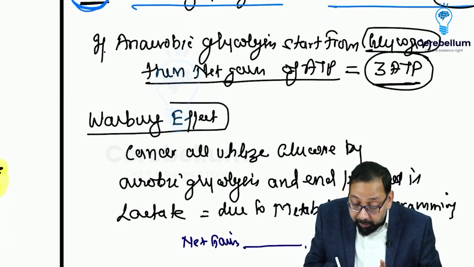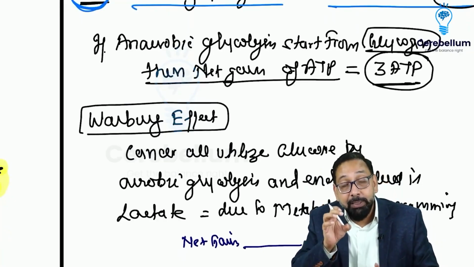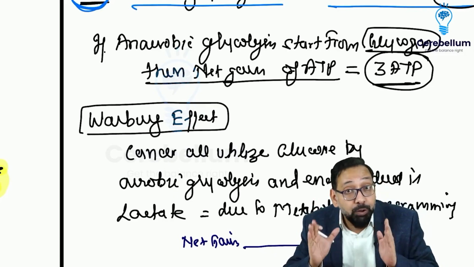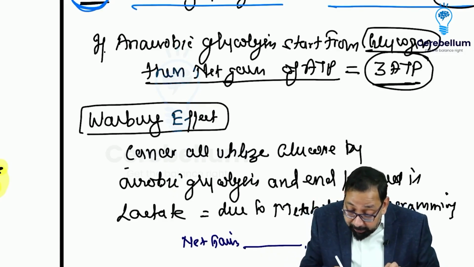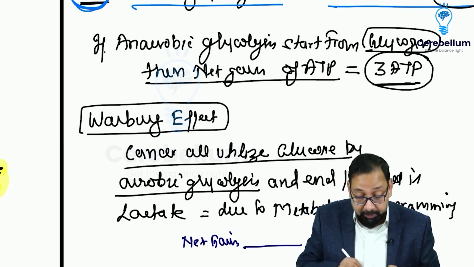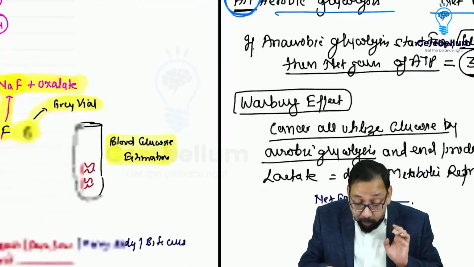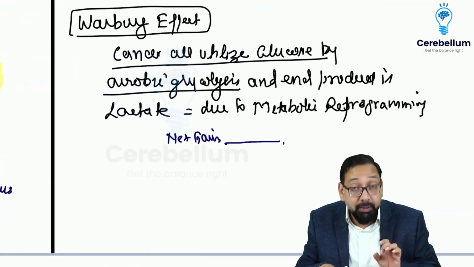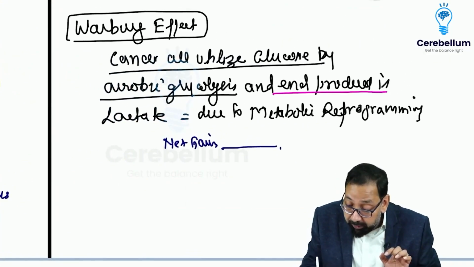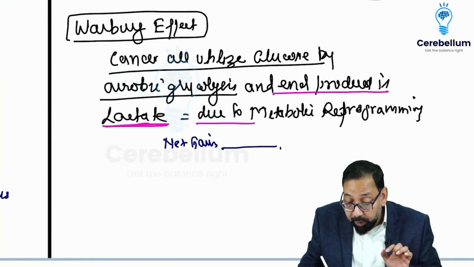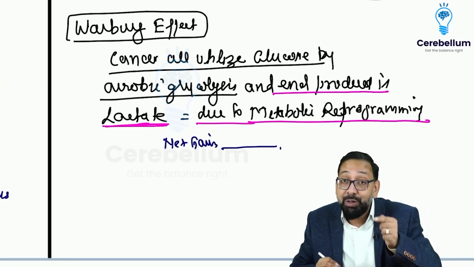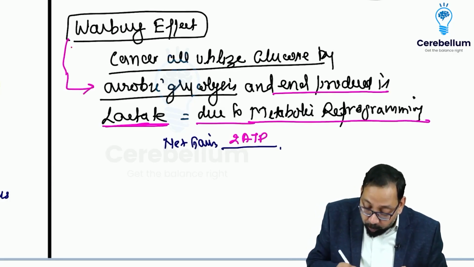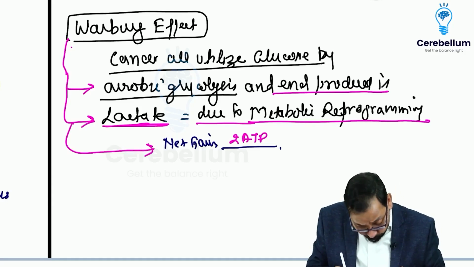Warburg effect. In cancer cells, we found that cancer cells utilize a large amount of glucose in the presence of oxygen. So we can say that cancer cells utilize glucose by aerobic glycolysis. Normally the aerobic glycolysis end product is pyruvate, but in cancer cells, in this aerobic glycolysis, the end product is lactate due to metabolic reprogramming. And when the end product is lactate, the net gain would be 2 ATP. So Warburg effect: aerobic glycolysis, end product is lactate, net gain 2 ATP.